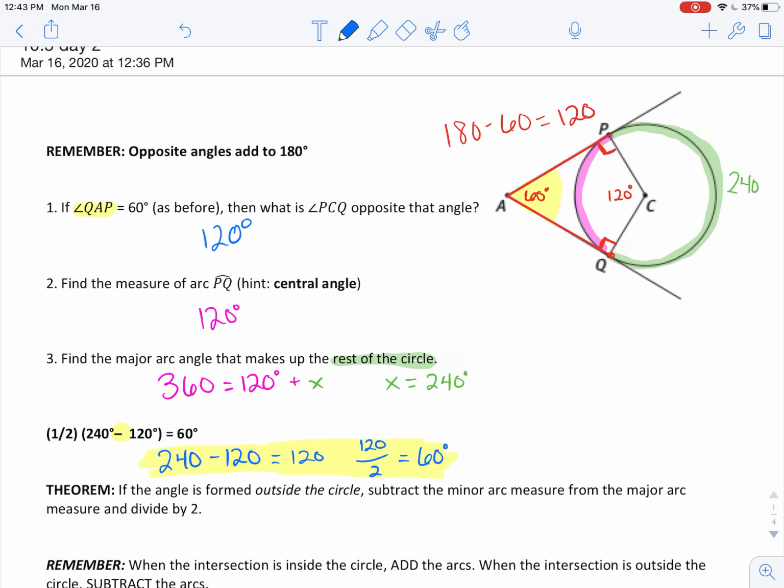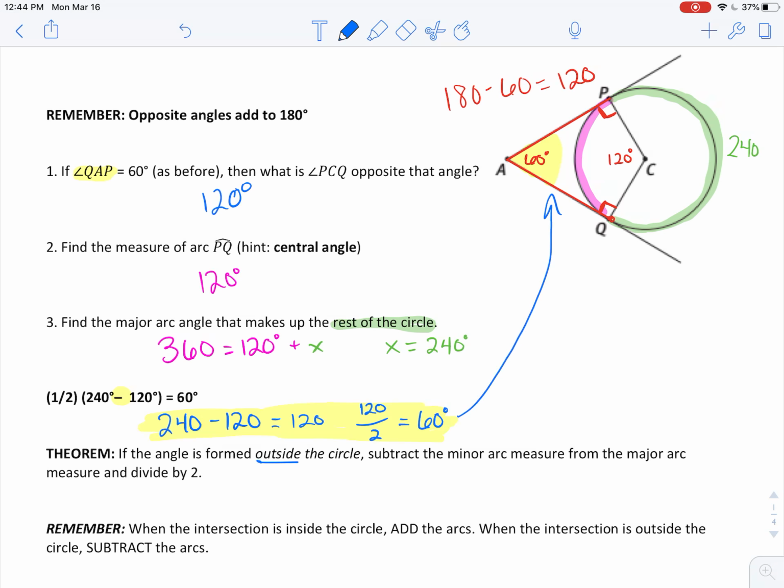So this is showing me that I did in fact get the right arc measure for 240. All of this seems to work out. I've got a 60-degree angle. So again, that theorem is if that angle is formed outside the circle, we're going to subtract the minor arc from the major arc. And then again, don't forget, we have to divide by 2.